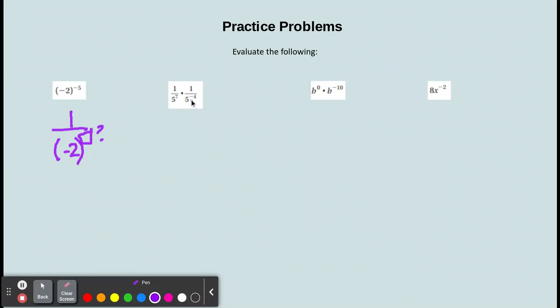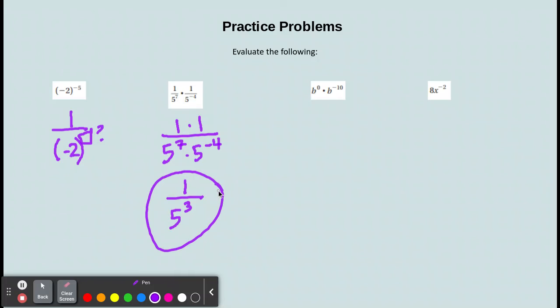Same thing with this one here. We can rewrite this as 1 on top, 5 to the 7th times 5 to the negative 4th on bottom. But what does our product of powers property tell us? We can add these two exponents. So this ends up being 1 over 5 to the 3rd. I guess I just did that one for you.